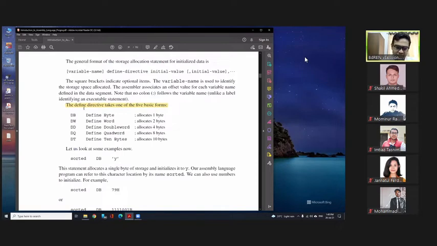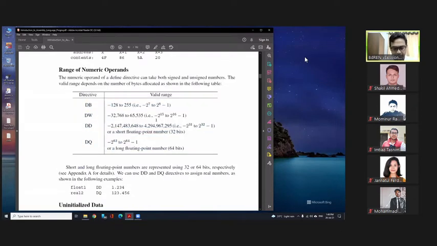Word, some range, very similar to the high-level language. If byte means 2 to the power 8, so obviously the positive range is 2 to the power 8 minus 1. For the negative one, we know that it will be half of it, because we have 2 to the power 7, because we need 1 bit for the sign bit. That's why we have a smaller number of bits, and that's why it's 2 to the power 7. Same as the other one.